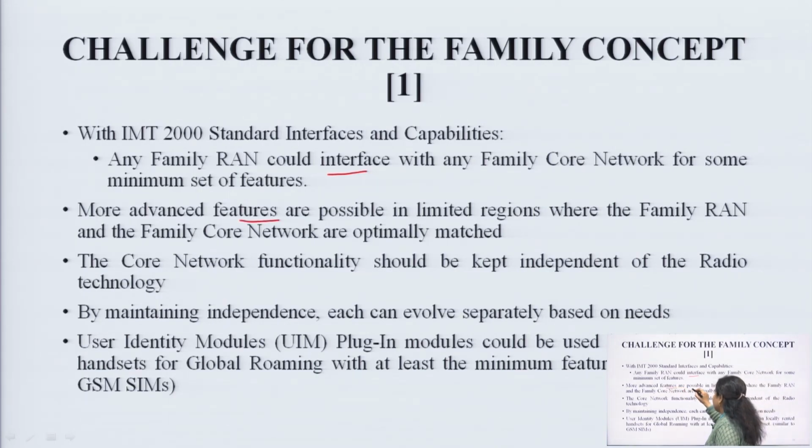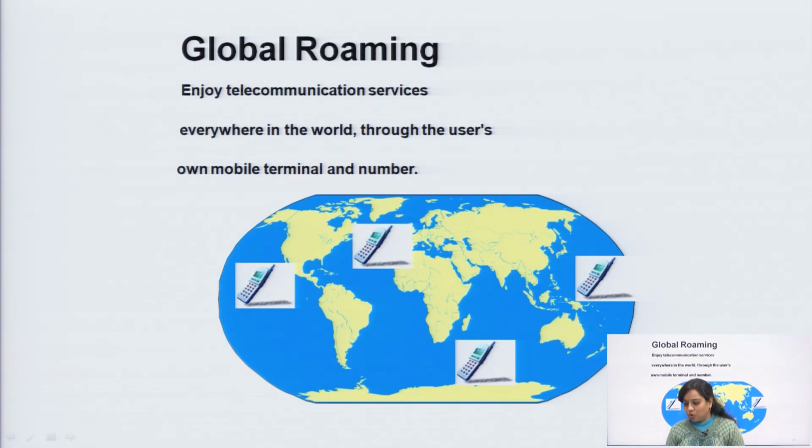More advanced features are possible in limited regions where the family radio access network and core network are optimally matched. By maintaining the independence, each can evolve separately based on needs. User identity module plug-in modules could be used in locally rented handsets for global roaming with at least a minimum feature set. So, these are some of the challenges. This is about global roaming, that you enjoy telecommunication services everywhere in the world through the user's own mobile terminal and network. You do not have to change your handset, you do not have to change anything, just enjoy internet connectivity throughout the globe.